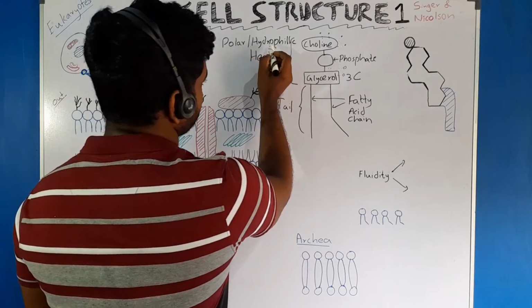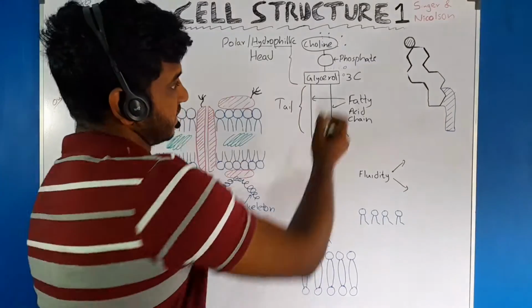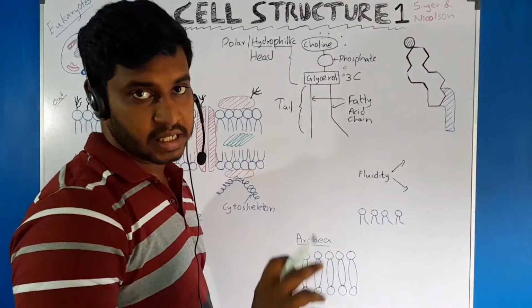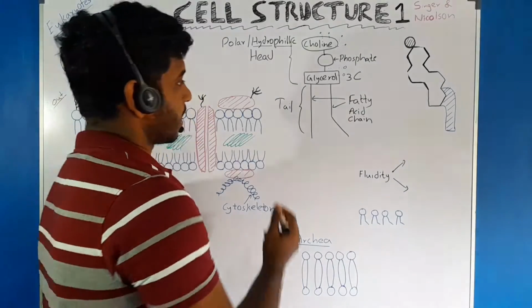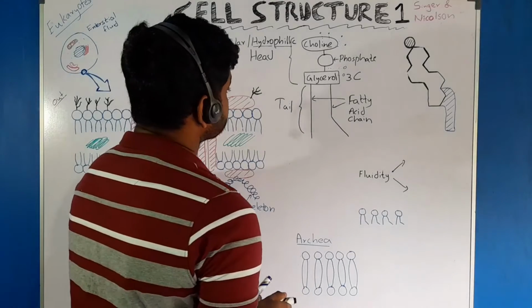What is the meaning of hydrophilic? Hydro means water. Philic means like. This head area likes water. It dissolves in water. But the tail is the opposite. The tail is hydrophobic.